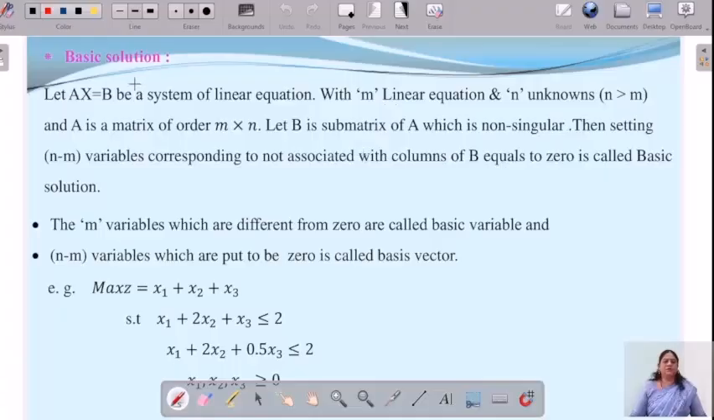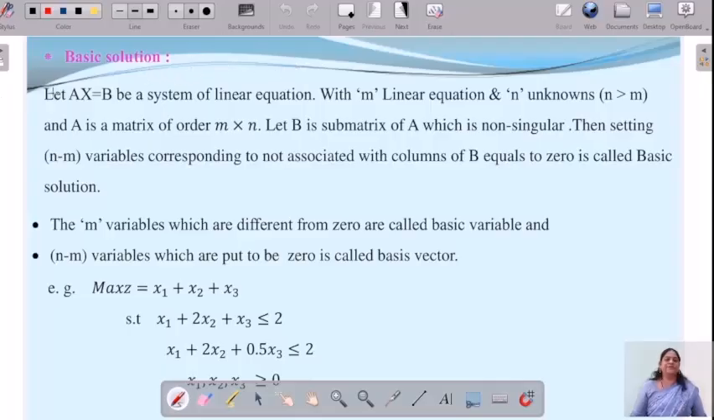Dear student, in this lecture we will continue with more about the solution of LPP. In the previous lecture we have seen the graphical method, the solution of the graphical method, and types of solution. They may be a unique solution, unbounded solution, infinite solution or infeasible solution. In this lecture we'll learn the basic solution, basic variable and non-basic variable of a linear programming problem.